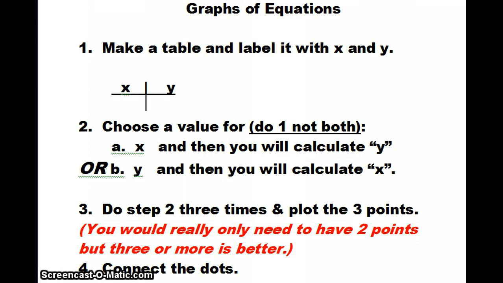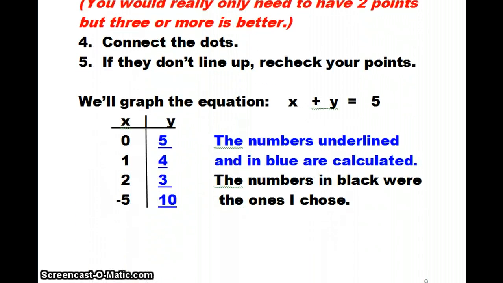You would really only need to have 2 points, because remember, any 2 points make a straight line, but 3 or more is better, because if we have 3 points and they're on a straight line, we're pretty certain that our equation is right. If we only do 2, one of the 2 could have an error in it, but the third serves as the check. And then finally we connect the dots of the points that we have and make sure that they fall on a straight line. So that's how you graph it. We'll take a problem and try it. And if those points don't line up, then you need to recheck your work.